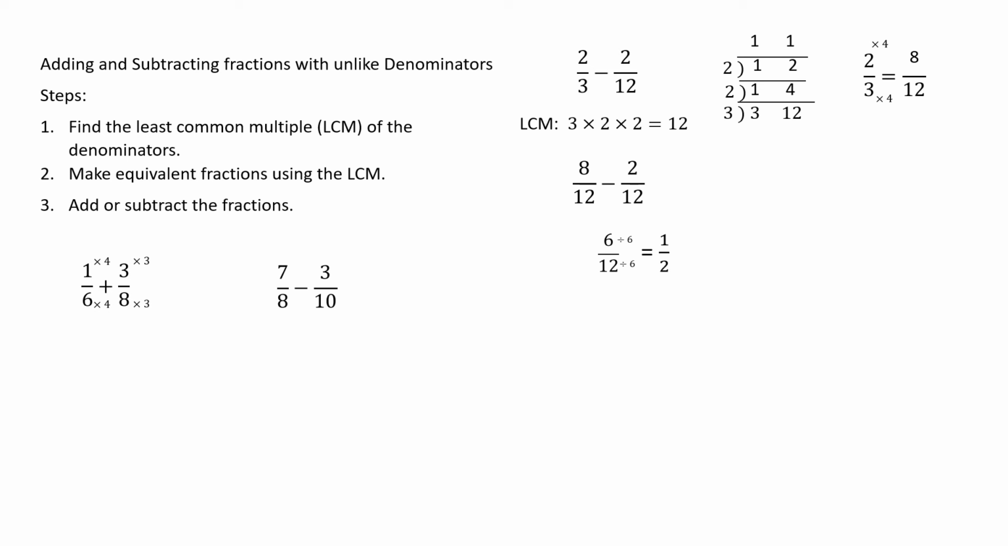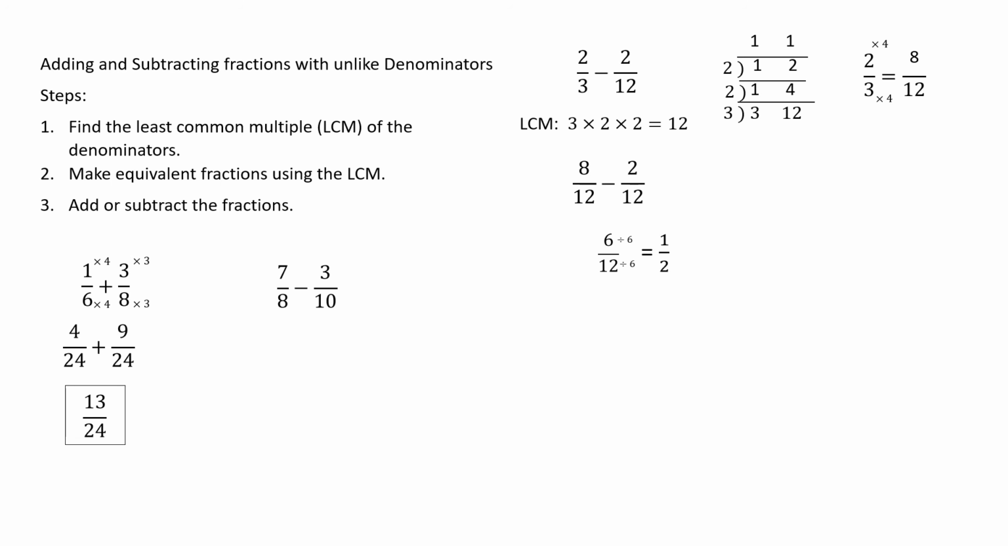I'm looking at my next one. Again, I'm going to find my common factors. I'm going to multiply both by 4, and then the 8s by 3. That's going to give me 4/24 and 9/24. Then adding the numerators together, it gives me 13/24.